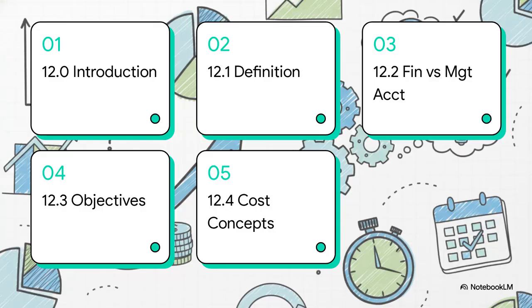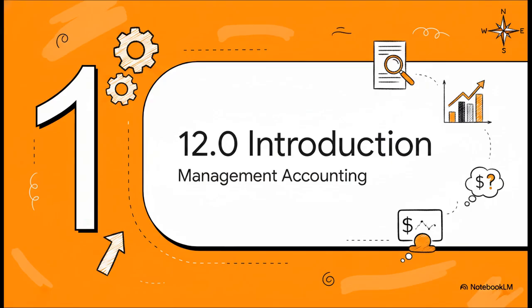Here is our roadmap for today. We'll kick things off with Section 12.0, an introduction, followed by a formal definition in 12.1. In 12.2, we'll put financial and management accounting head-to-head. Then, we'll break down the core objectives in 12.3, and wrap it all up in 12.4 by looking at how cost concepts have evolved into a true value generator. All right, let's jump right in.